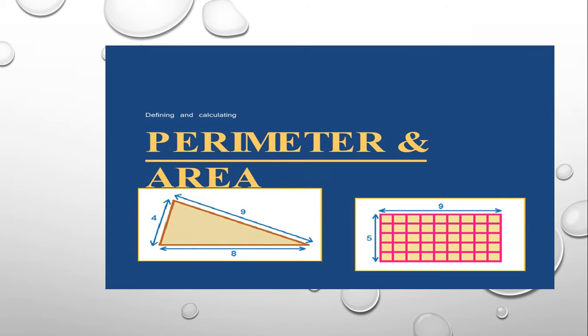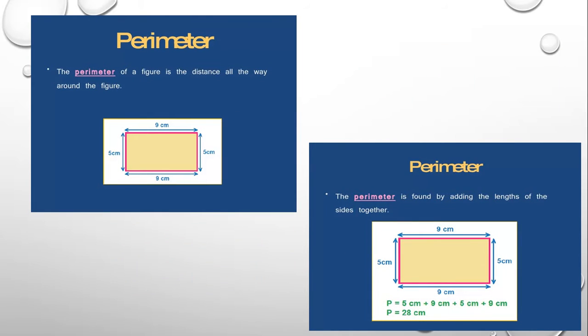In today's session, I'm going to start a new chapter, that is perimeter and area. What is perimeter? The perimeter of a figure is the distance all the way around the figure. How can you find the perimeter? The perimeter is found by adding the length of the sides together.